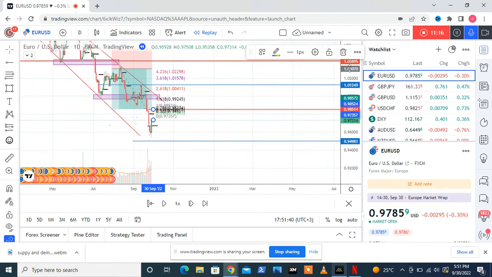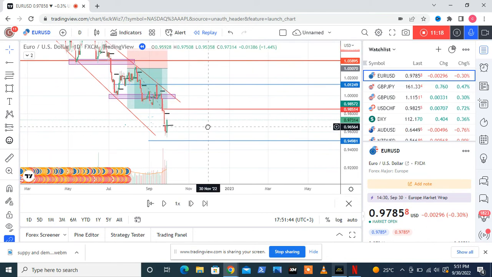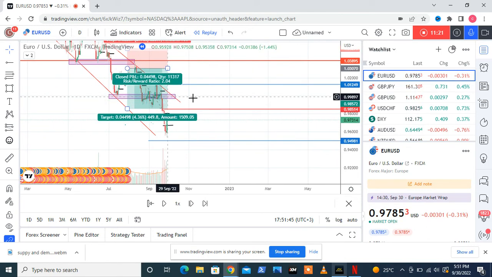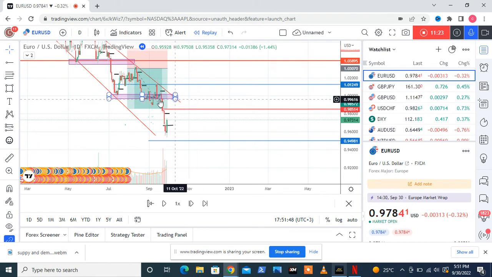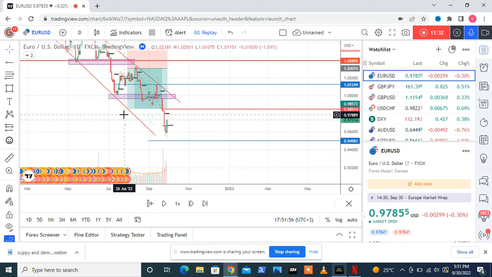Hakuna ati kitu ngumu hapa ya kushinda panic. I just come here and identify. Now this is my recent support. I mean, it was support here, now it is resistance. I'll just have to wait for the market to come here. If it comes here, I sell, and then the market goes down.